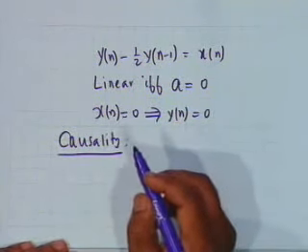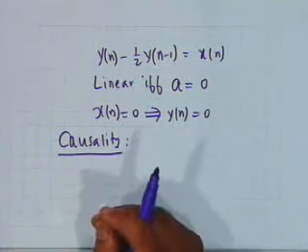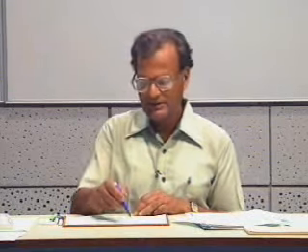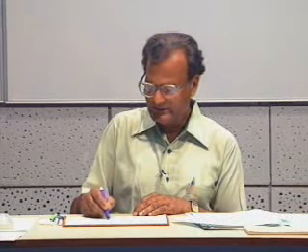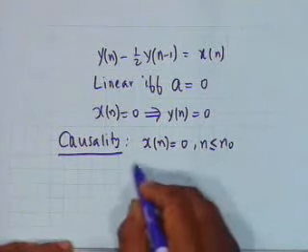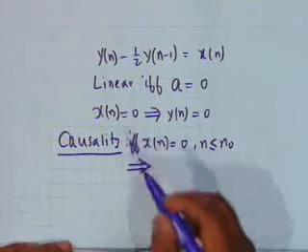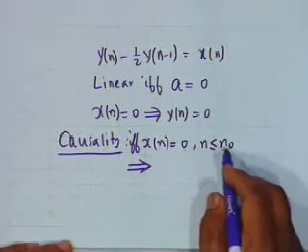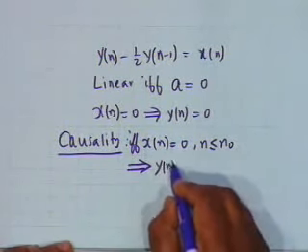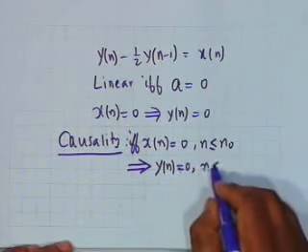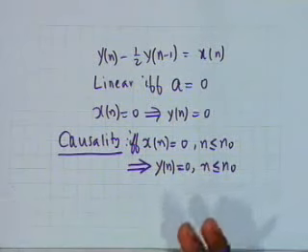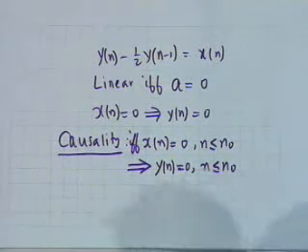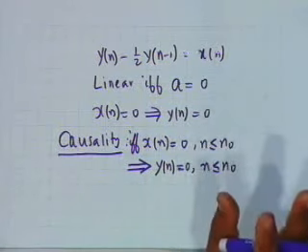and we can show that the discrete time system described by this difference equation will be causal if and only if x of n equal to 0 for n less than or equal to n0 implies y of n equal to 0 for n less than or equal to n0. In language, it simply means that before the input is applied, the output should not be there. Output should be identically equal to 0.